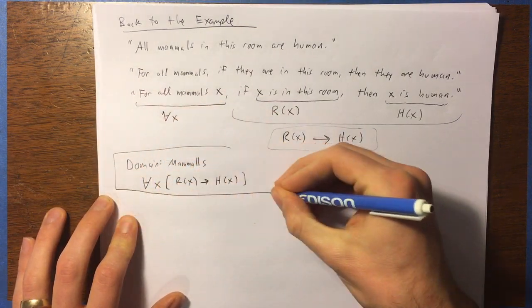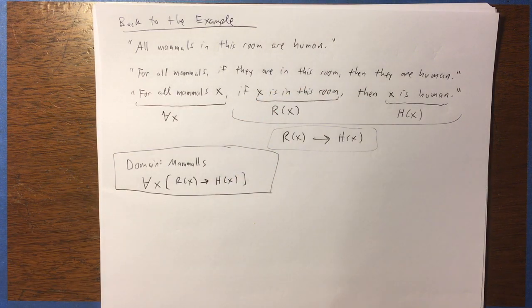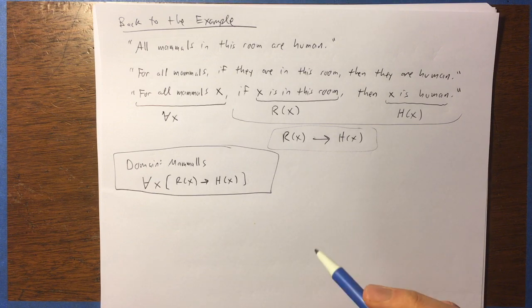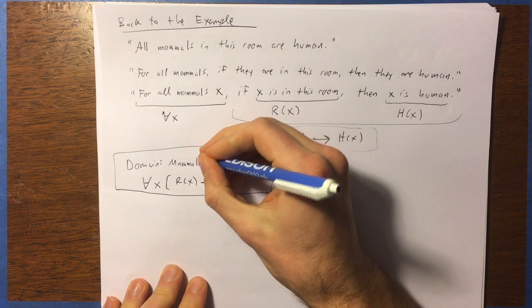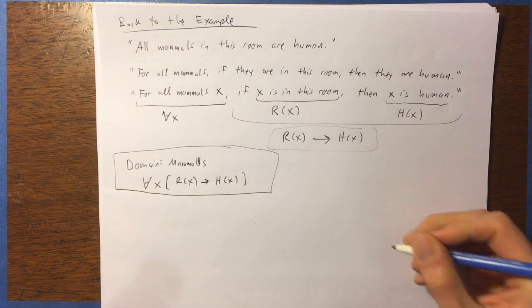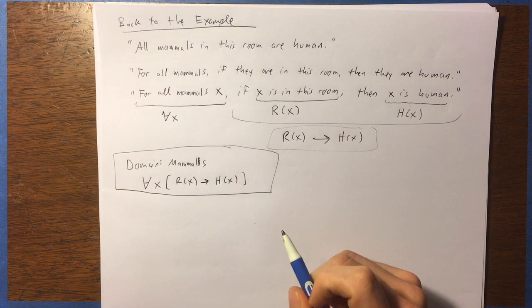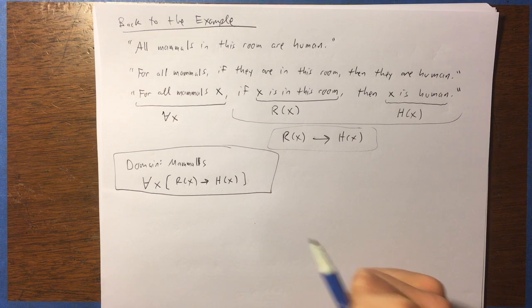Now, I want to make a point. And that is that the domain that you are using matters. By the way, I'm terrible at spelling. I don't know why I spell mammals with 2 L's. But the domain that you're using matters, and it changes the way you represent a statement symbolically.